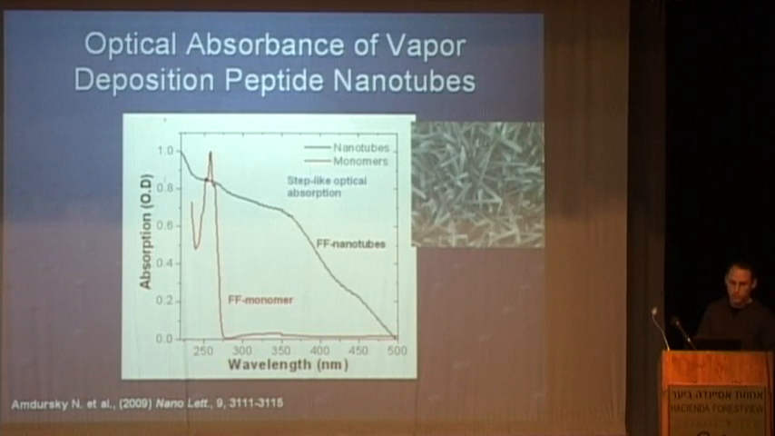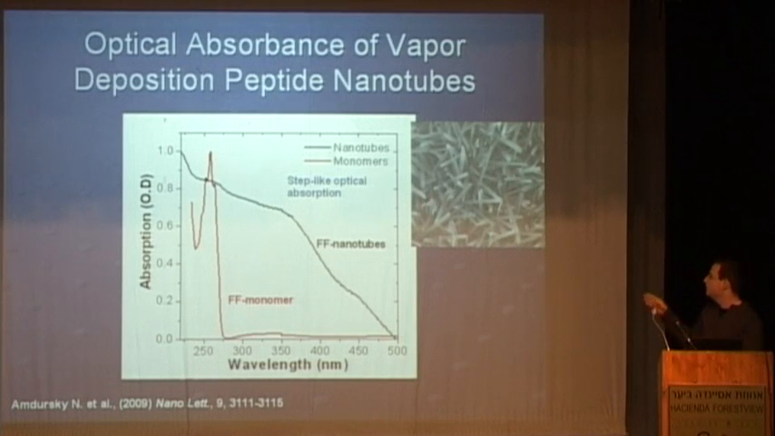So, how my story begins. I started in biology. I did some experiments and focused on the optical properties of a single peptide nanotube or a surface of peptide nanotubes. And this was one of my first measurements, which started all this process. We can see here a simple optical absorption spectrum. The red curve is the FF monomer.